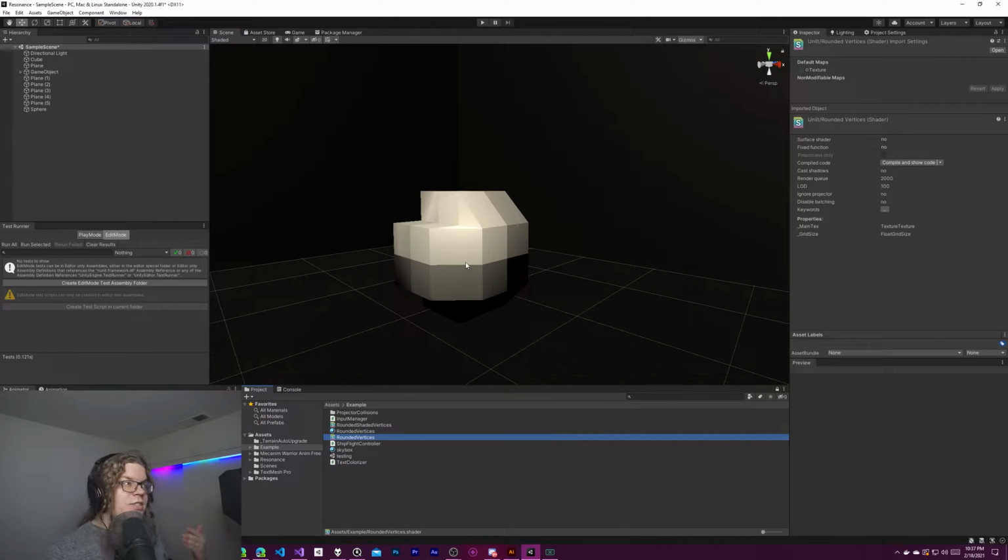I think a geometry shader is the best way to do that. I'm not entirely sure though, so if you have ideas, let me know. But we're going to do a geometry shader today. So yeah, that's where we're going to start.